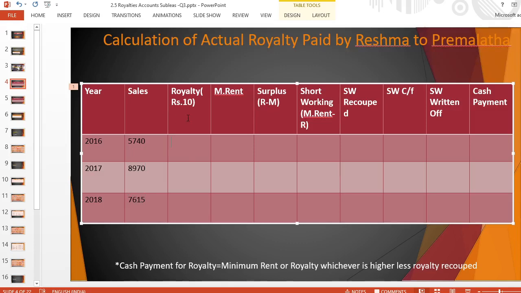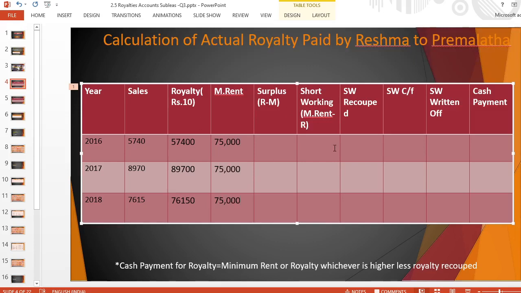So sales into royalty. The number of units sold into royalty per unit is rupees 10. So now it's 5,740 into 10, 57,400. 8,970 into 10, 89,700. 7,615 into 10, 76,150 rupees. Then I should write the minimum rent. Minimum rent is common for all the years. It's 75,000 each. So I'll write 75,000 for all the 3 years.